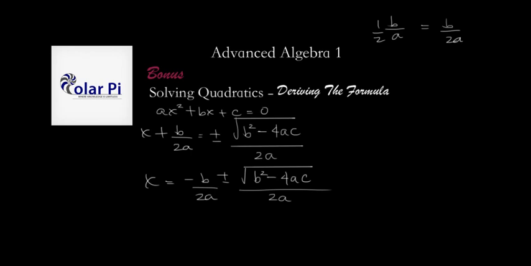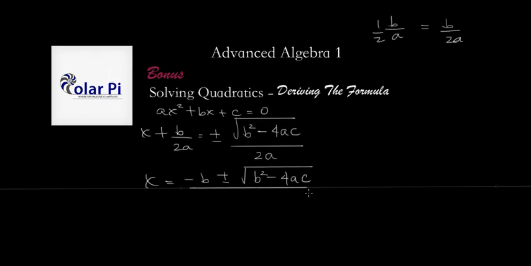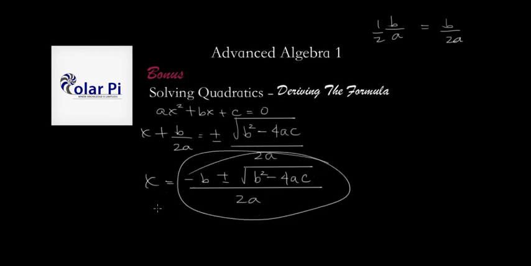But wait, we have a common denominator right here and right there. So what could I do? I could just get rid of them and just write one denominator, and that's 2a. Let's get rid of both of them, and then write all of that numerator divided by the common denominator of 2a. And this here is the quadratic formula. Alright, cool. I hope you enjoyed this, and yeah, take care.